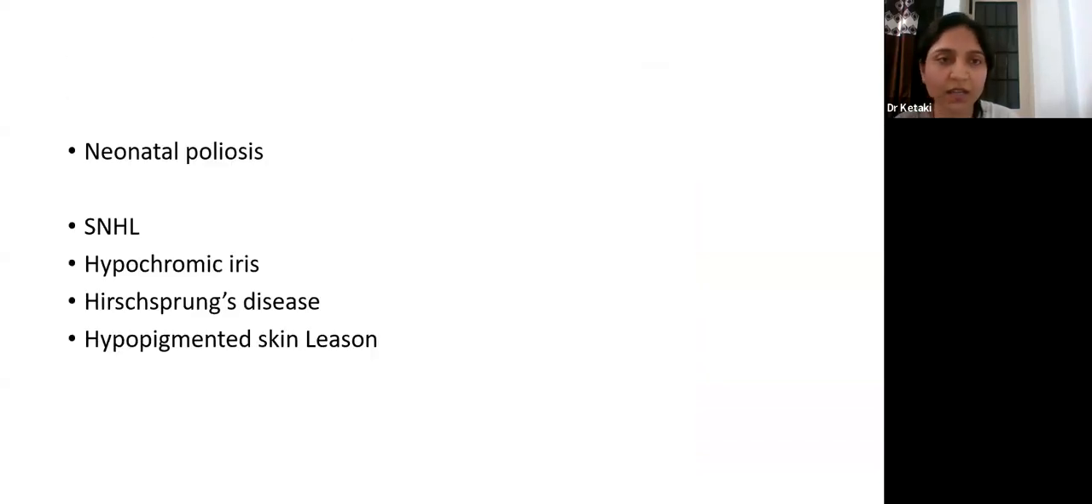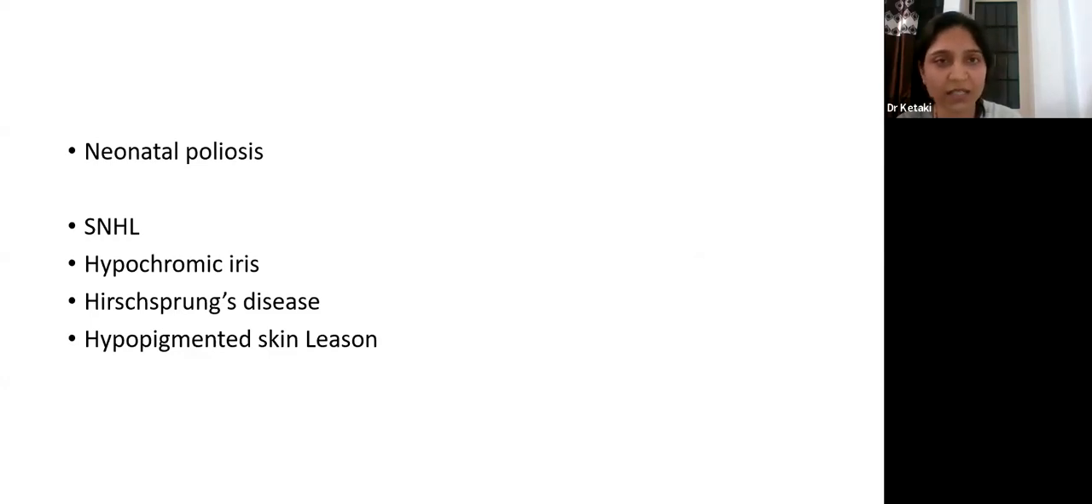Okay, CNS system we can think of. So this is called poliosis. And the most common, and the worst, is bilateral sensorineural hearing loss. After that, Hirschsprung disease, it may be with that Waardenburg short type 4. Iris hypopigmentation and skin hypopigmentation lesions you can also get.